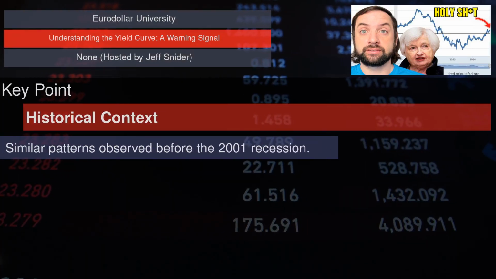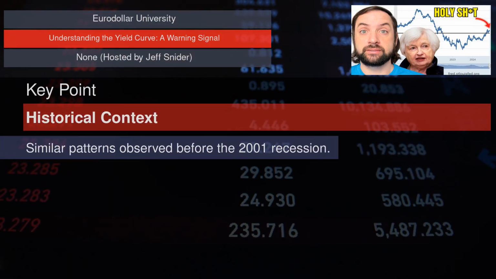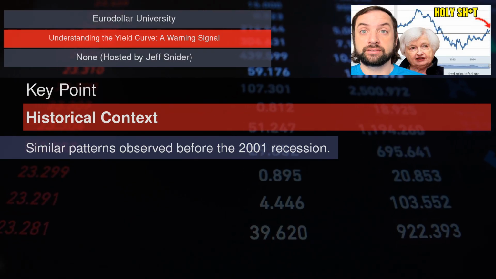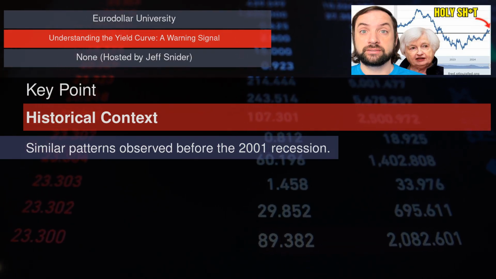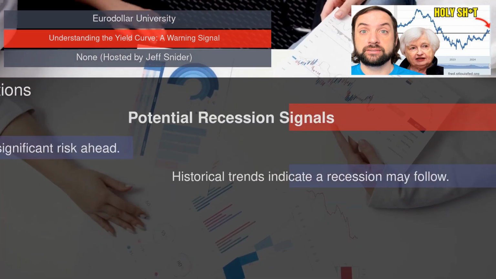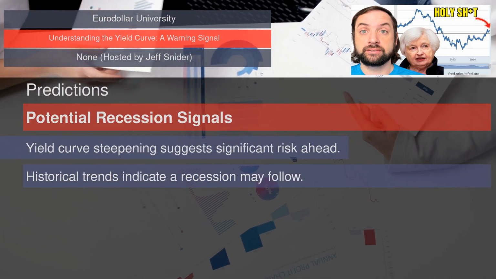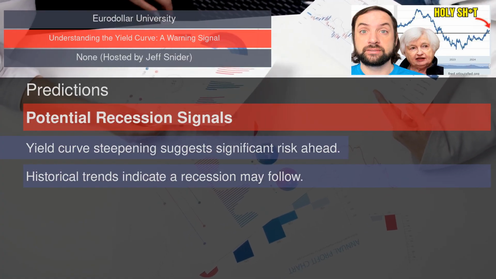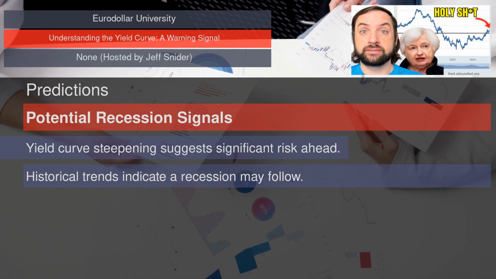Now, you mentioned historical parallels. Can you elaborate on those? Definitely. In 2001, we observed similar yield behaviors before economic downturns. History seems to be repeating. What should we be watching for next? Keep an eye on economic indicators. The steepening yield curve often signals trouble ahead.